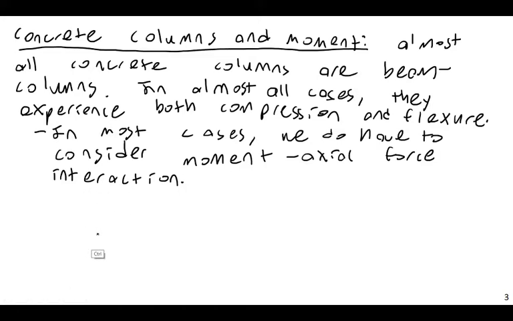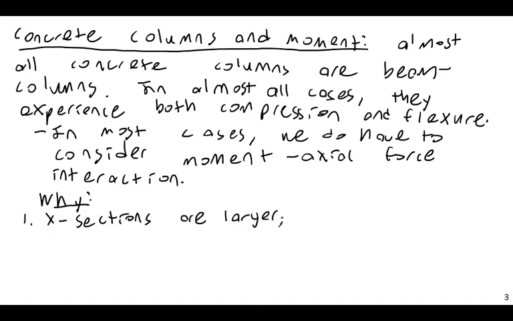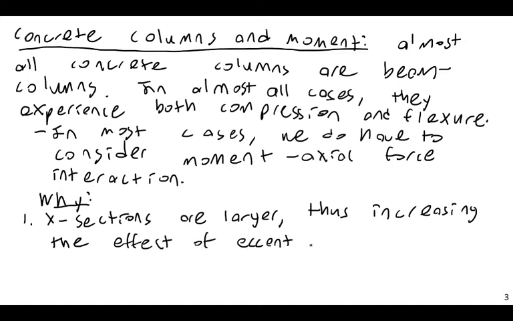But why is this? Why are concrete columns more susceptible to moment than steel columns are? Well, fundamentally, it comes down to two reasons. One, the cross sections are again larger, thus increasing the effect of eccentric loading.